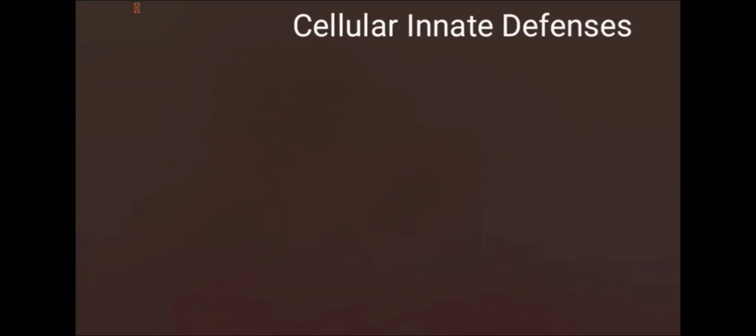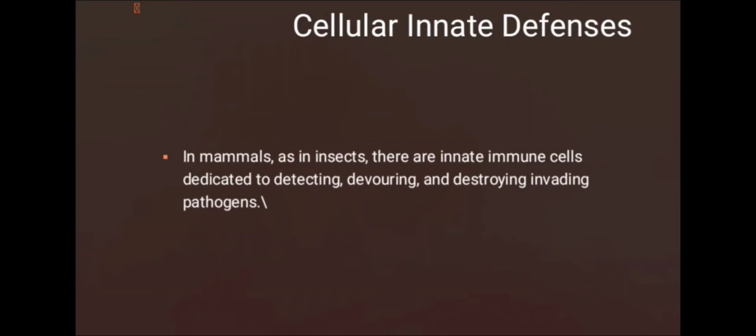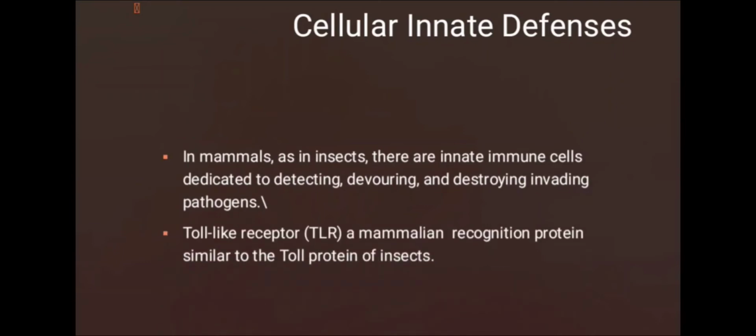The cellular innate defense. In mammals, as in insects, there are innate immune cells dedicated to detecting, devouring, and destroying invading pathogens. The toll-like receptor, or TLR, is a mammalian recognition protein similar to the Toll protein of insects. TLR proteins produce signals that tune the innate response to invading microorganisms.